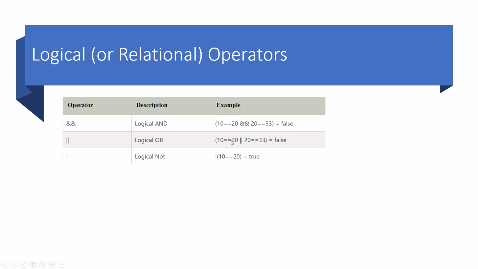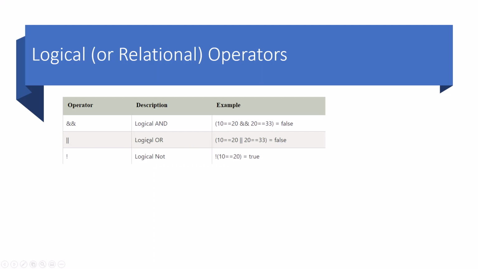If both operations are true, then it is true, and if one of the operations is true, then also it will give the output as true. And if both are false, then only it will give the false output. Then next is logical NOT.